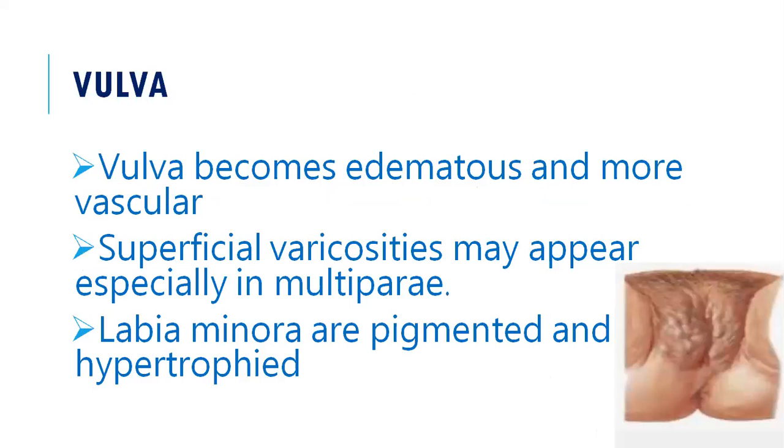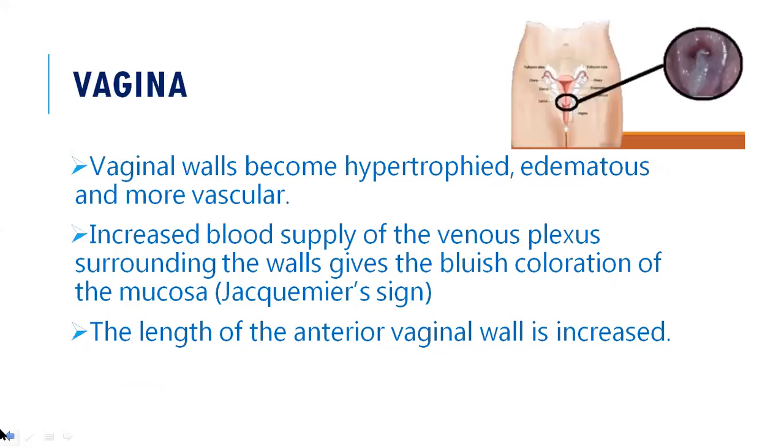So first we'll go to the changes occurring in the vulva. So what happens in the vulva? It becomes edematous and more vascular. Sometimes there'll be appearance of varicosities. These are varicosities appearing on the vulva. And the labia minora are more pigmented and hypertrophied during pregnancy.